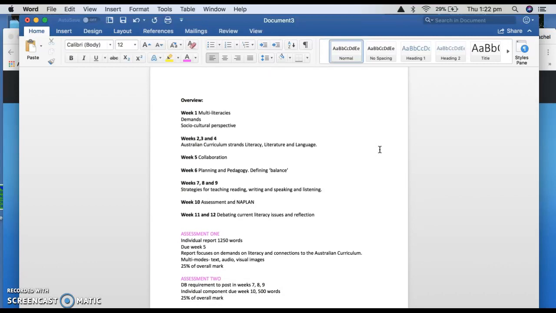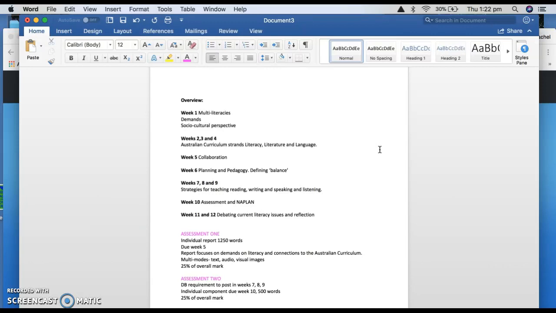In week 5, we look at collaboration and the importance of being able to discuss all of the ideas that I just talked about above. There's so much to cover, and students really need to be able to vocalize what they think and justify their ideas and opinions. So we talk about the importance of collaborating in group settings.